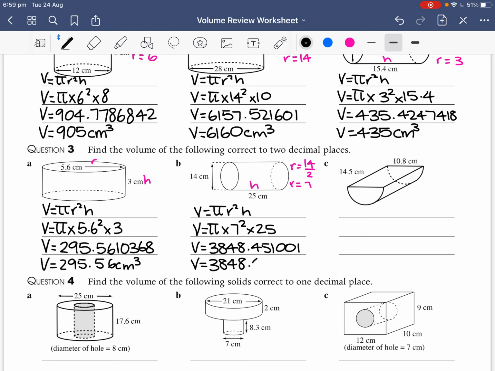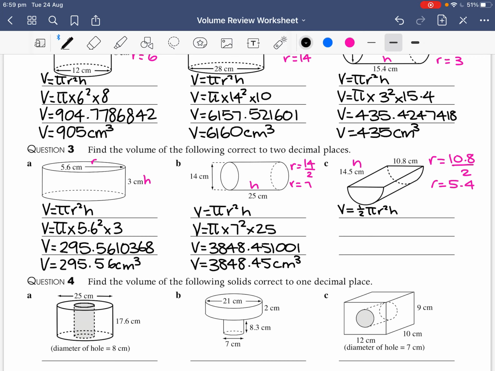So V equals 3,848.45 centimeters cubed. Now for this one, we have half a cylinder. So the only thing that changes with our formula is that we're going to have volume equals half of pi r squared h. So we have our radius is 10.8 divided by 2. So that should be 5.4.